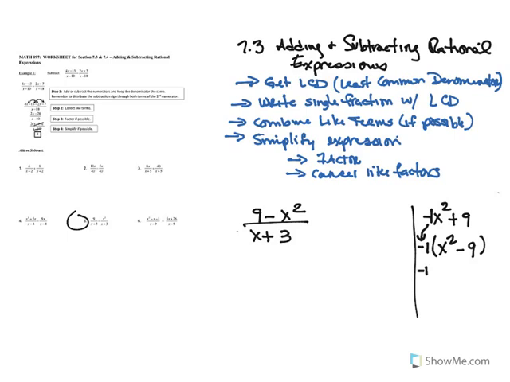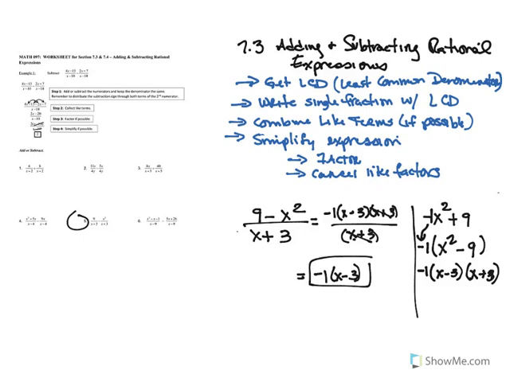When I do that, I'm left with -1 times x squared minus 9, and x squared minus 9 is the difference of 2 squares. So when I rewrite this problem, I'm looking at -1 times x minus 3 times x plus 3, over x plus 3. I'm going to put this in parentheses. So what cancels? x plus 3 and x plus 3. What's left? -1 times x minus 3. That's the final answer. If you don't have the 1, you just have the negative. That's fine too. But that's your final answer. Okay?